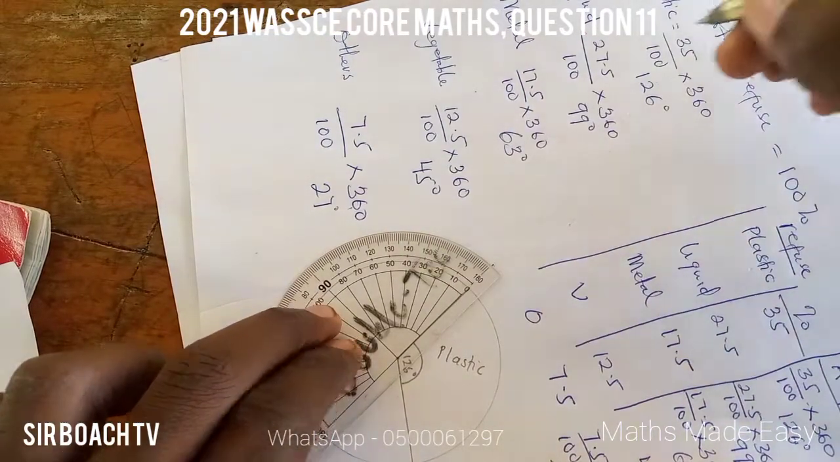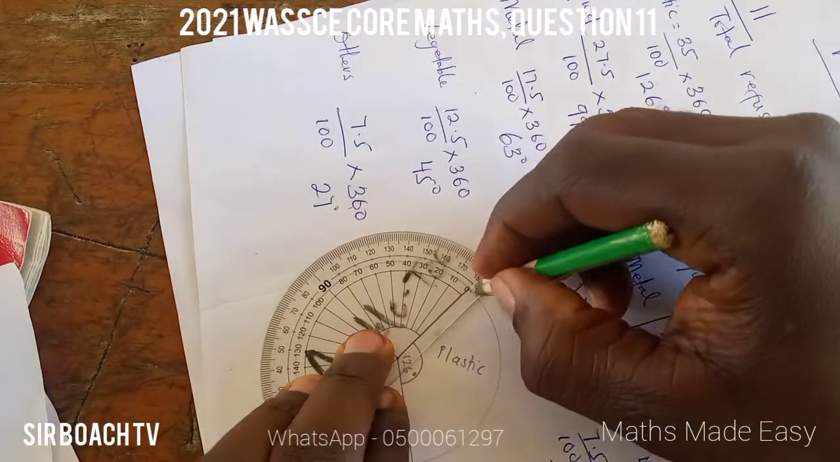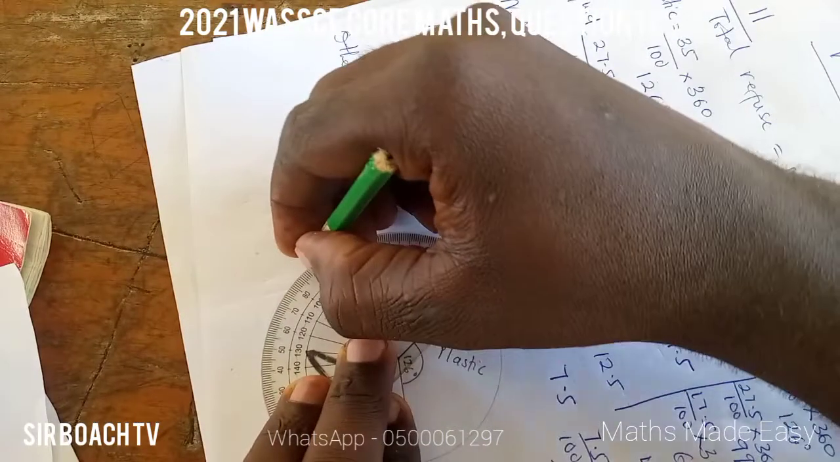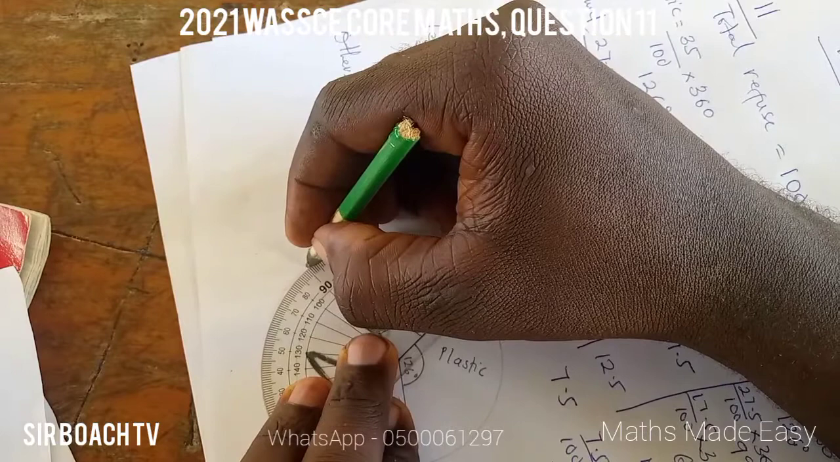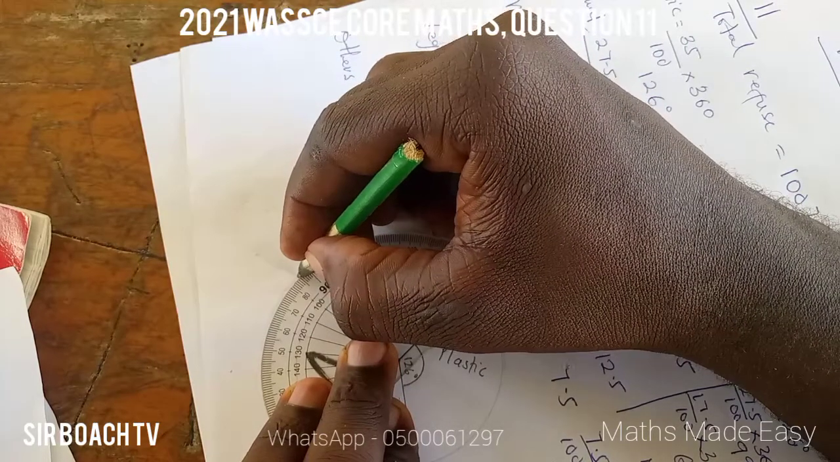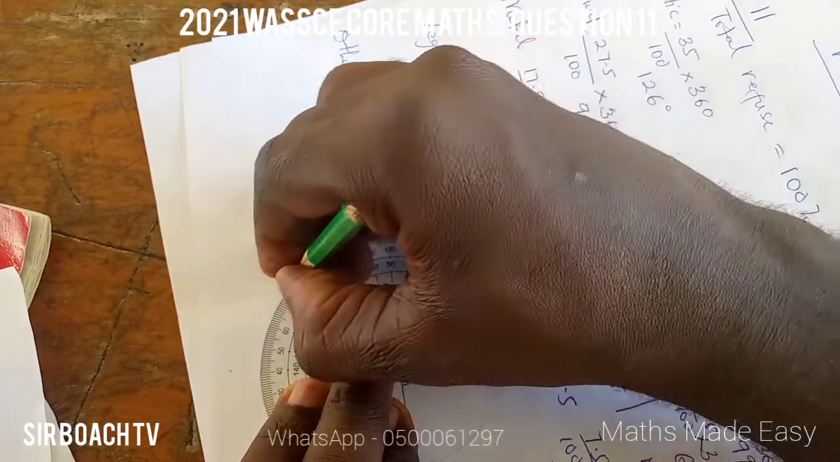The next one is 99. From this 0 up to here is 90, and this side is 100. So if I count 1, 2, 3, 4, 5, 6, 7, 8, 9, it will be somewhere here.